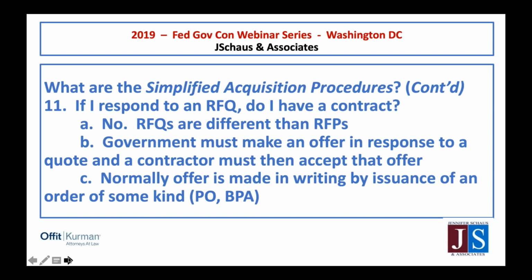Now, what will happen is the government will issue, typically, either a purchase order or a blanket purchase agreement in response to an RFQ, and then the vendor, the contractor, has an opportunity to enter into a contract with the government for the good or service that's been identified in that purchase order or blanket purchase agreement. That's the way the RFQ system generally works.